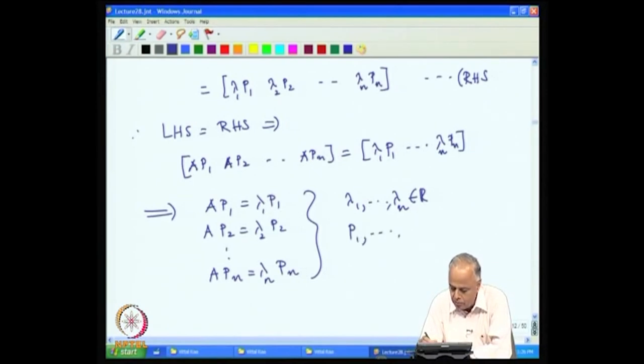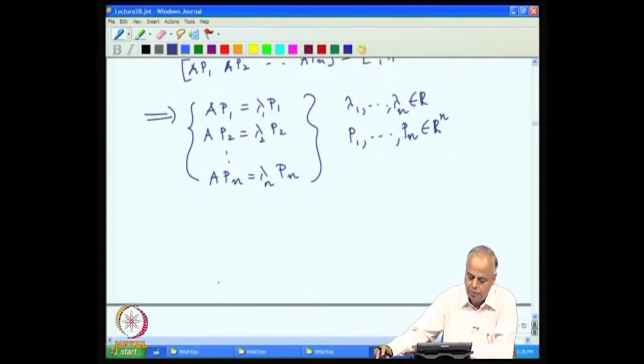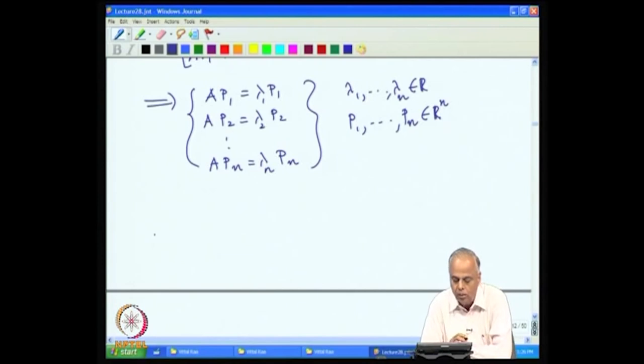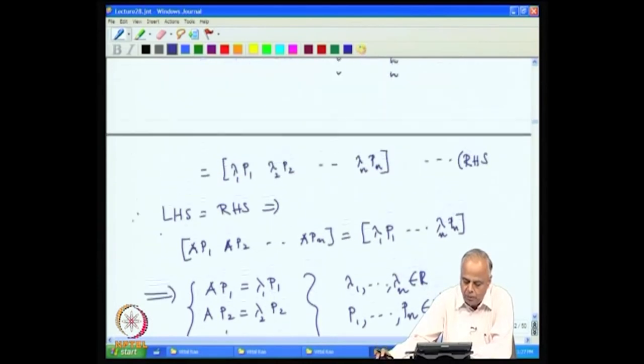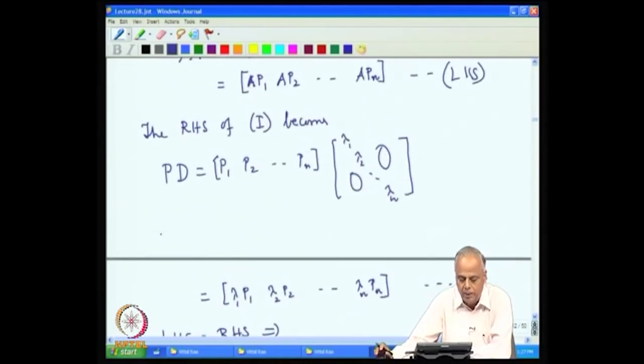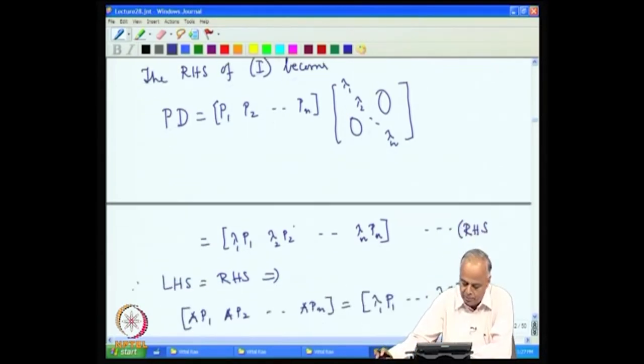Recall that the columns are all in R n, they are all column vectors and they have n components. So, thus we get A P 1 equal to lambda 1 P 1, A P 2 equal to lambda 2 P 2, A P n equal to lambda n P n. Now, therefore, we have found n scalars lambda 1, lambda 2, lambda n and n vectors p 1, p 2, p n such that A p 1 is lambda 1 p 1 and so on and so forth. Not only that, these vectors p 1, p 2, p n must be linearly independent because they form the columns of an invertible matrix. Therefore, the rank must be n.